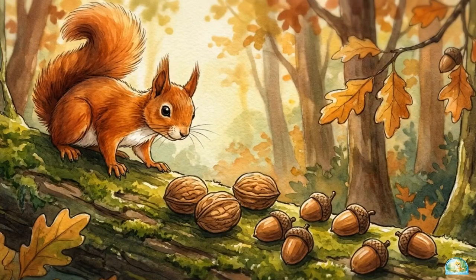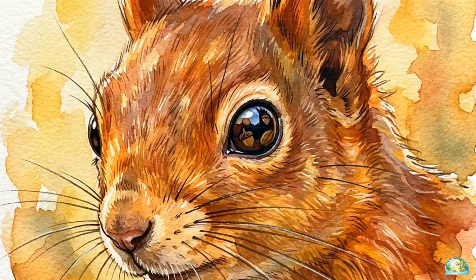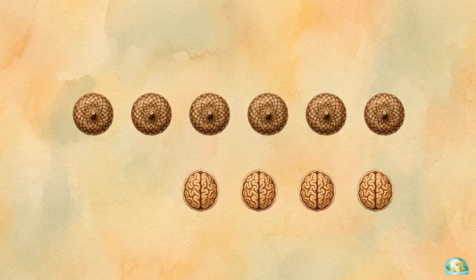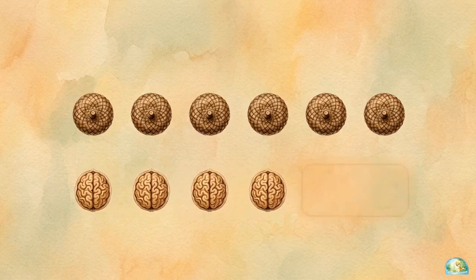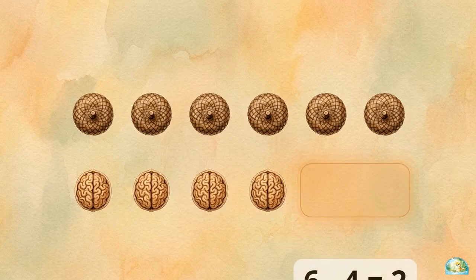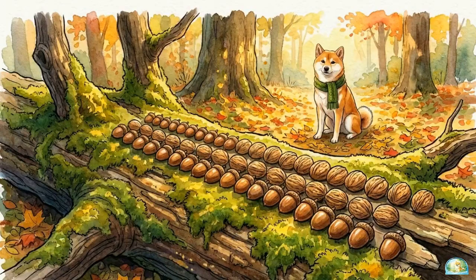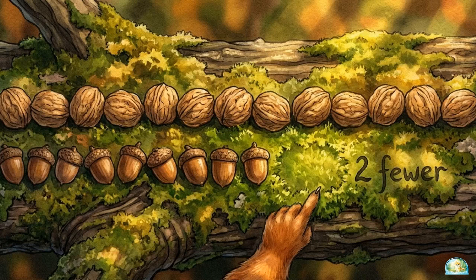Let's try another one. Picture the row of 4 walnuts and the row of 6 acorns. If you align them, how many fewer walnuts are there? When we slide the walnuts against the acorns, we see a gap of 2. 6 minus 4 equals 2. Hazel has 2 fewer walnuts. Placing data rows side by side takes the guesswork out of comparing them. You do not have to guess the difference because you can see it right there on the log.